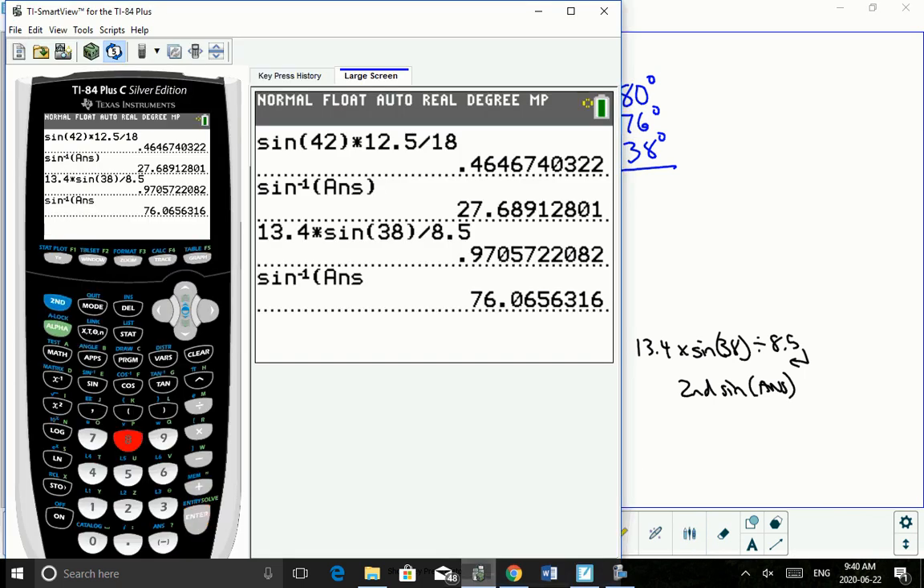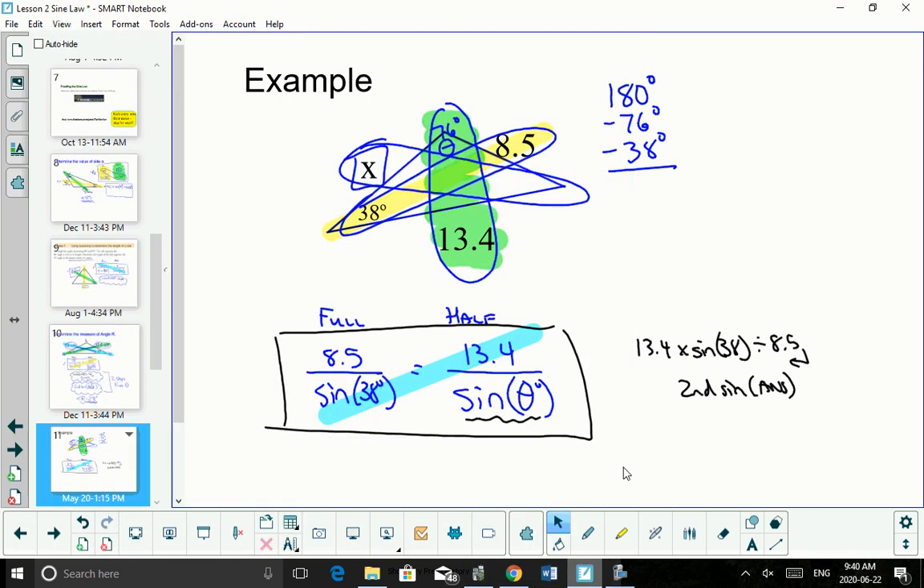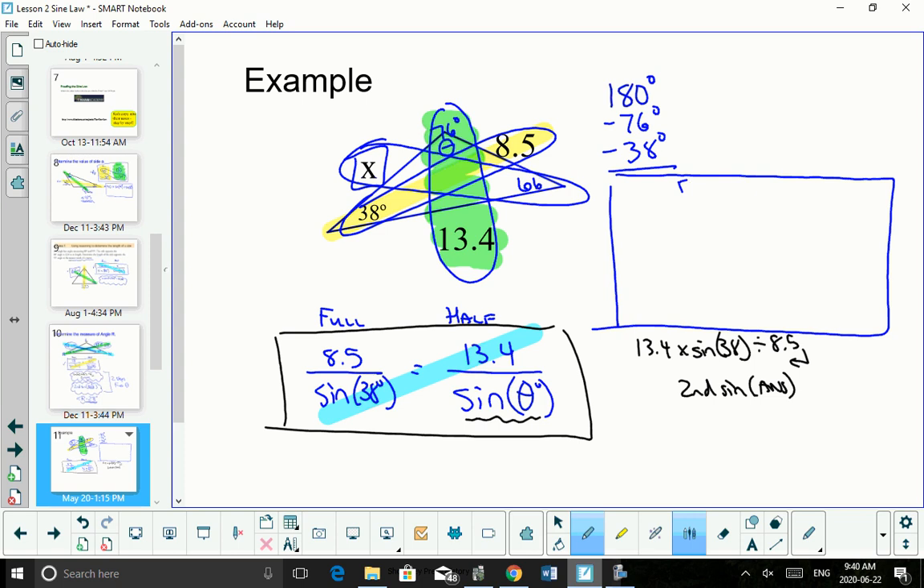So 180 minus 76 minus 38. So that corner now is 66 degrees. So now do I have a half match? Yes. So now you have a full match and a half match. Remember, your half match is x over sine 66.